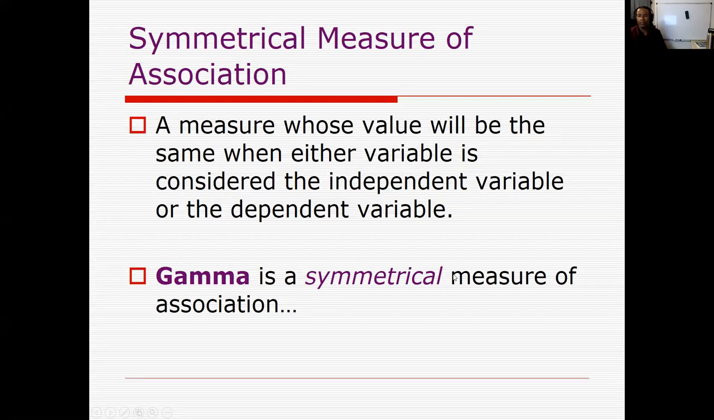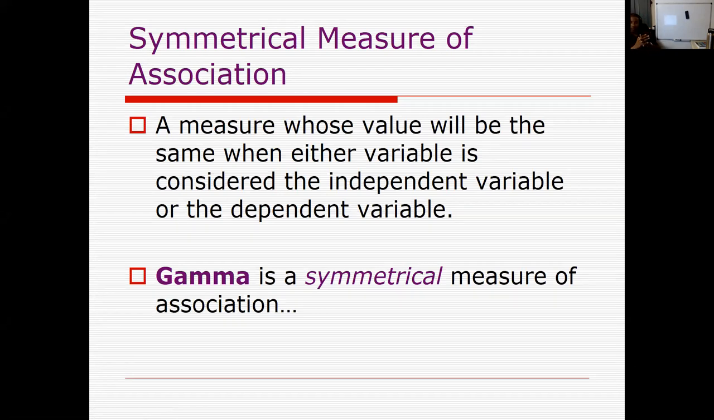All right. Now, the last measure of association we're going to be talking about today is gamma. Gamma is a measure of association that we refer to as symmetrical. What do we mean by symmetrical? Let's say you have an independent variable and a dependent variable. You calculate gamma. You flip them around, they trade places. The dependent variable is now the independent variable, and the independent variable is now the dependent variable. You calculate gamma. What's going to happen? They're the exact same number.